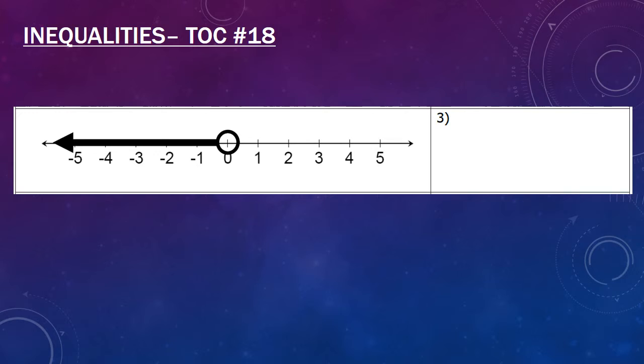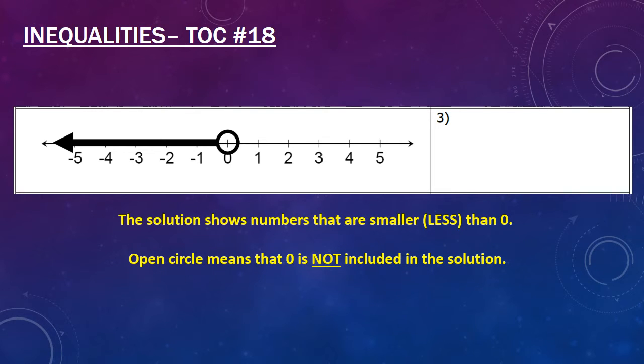Third example we have, again, we have the open circle, so my inequality symbol is not going to have a line underneath, but this time the solution shows that the numbers are smaller or less than 0, and the open circle again means that 0 is not included in the solution. So we would write this as x is less than 0, so the smaller point of the inequality symbol is pointing towards the x this time. And then if you reverse the order, again, the bigger part's pointing towards 0 and the smaller part is still pointing towards x. We just switch the order of the numbers and switch the direction of the inequality symbol.